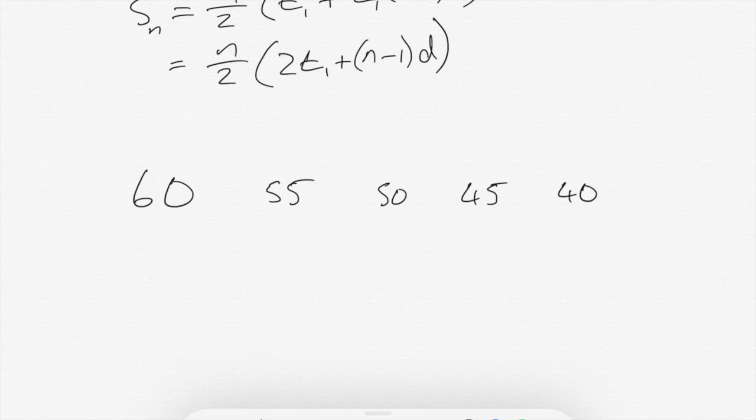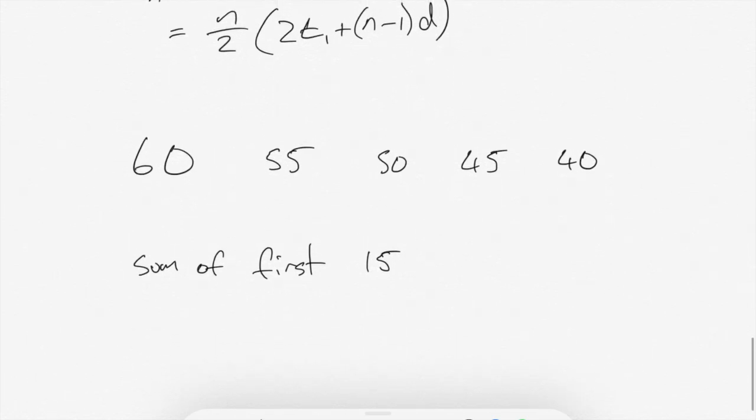Let's have a look at this arithmetic progression: 60, 55, 50, 45, 40. We want to know if we find the sum of the first 15 terms, what are we going to get? Now we could write out all 15 terms and add them with our calculator, but it's easier to plug our values into this equation.